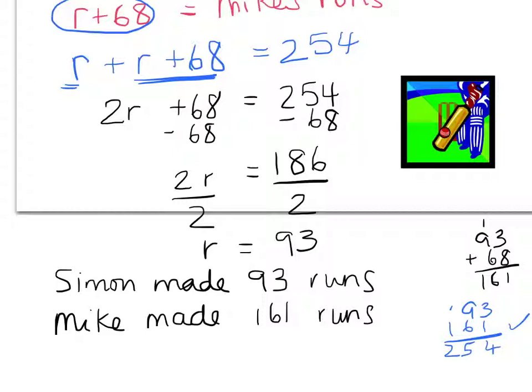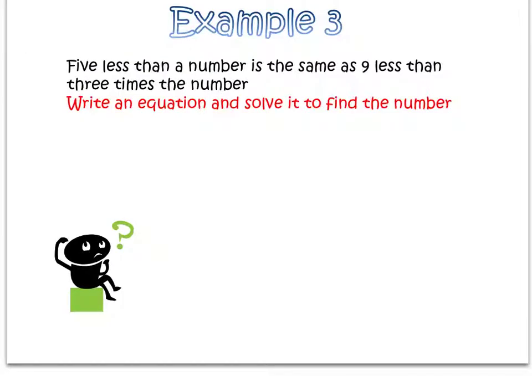Okay, so that's our second example. We're going to do one more example together. And this one says, 5 less than a number is the same as 9 less than 3 times the number. Wow, okay, so that sounds really confusing. Let's read it one more time.